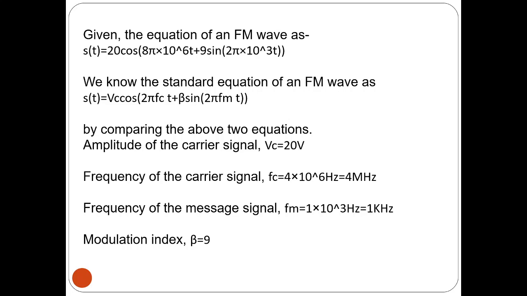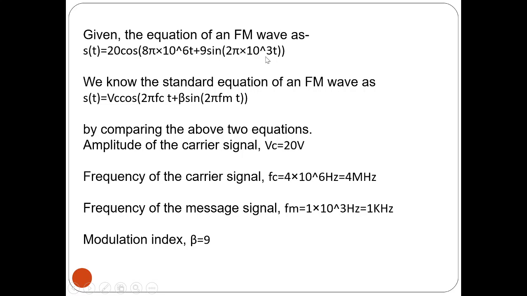So we are getting the value Vc, the amplitude of carrier wave, which is equal to 20 volt. Then the frequency of carrier signal, that is Fc. Okay, so by comparing these two signals, if we take out 2 pi, here it is given 8 pi. So it will be Fc is equal to 4 into 10 raised to 6, that is 4 megahertz.